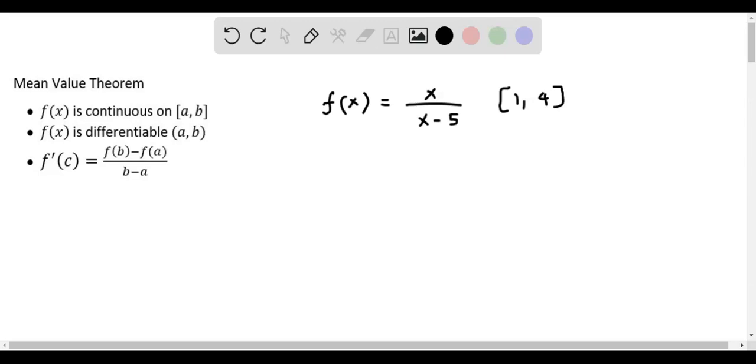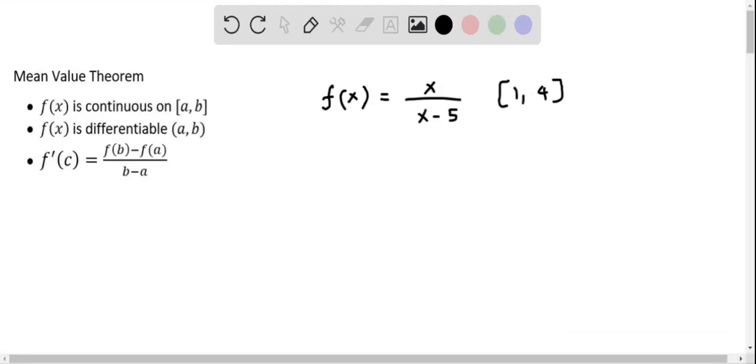In the first part of this problem, we have to check if the mean value theorem can be applied to this function f of x equals x over x minus 5 in the closed interval 1 comma 4. So let's see how to determine that.